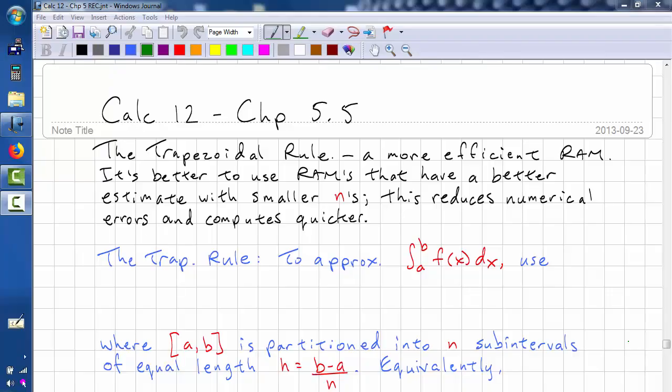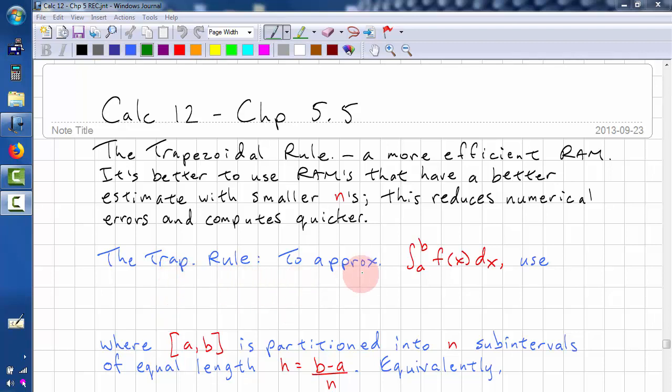Calculus 12, Chapter 5.5, we're going to be looking at the trapezoidal rule. And it's a more efficient RAM, and it's always better to use RAMs that have a better estimate with smaller ends, because this reduces the numerical errors and computes quicker. But in all honesty, the MRAM has a better estimate than the trapezoidal rule. So let's take a look at it.